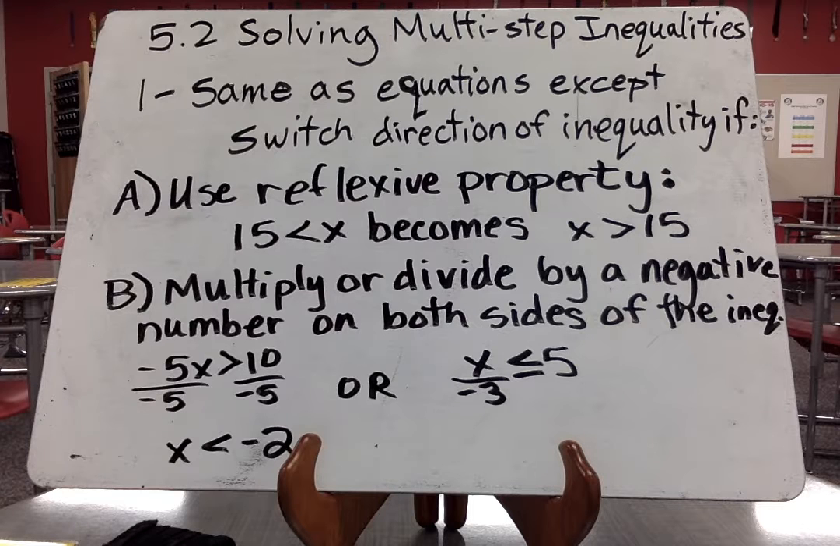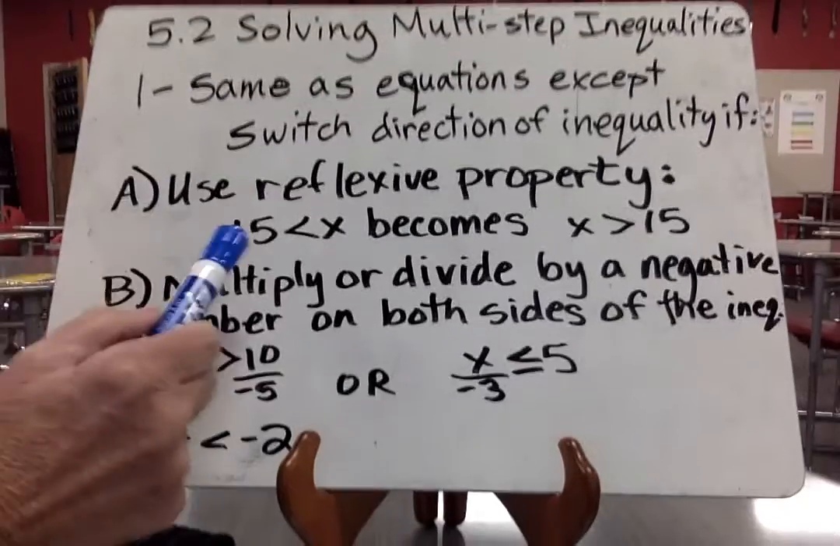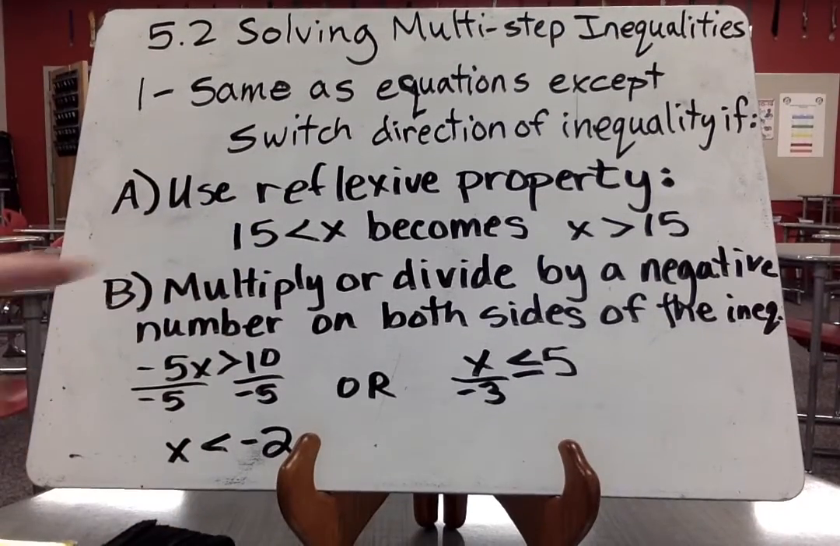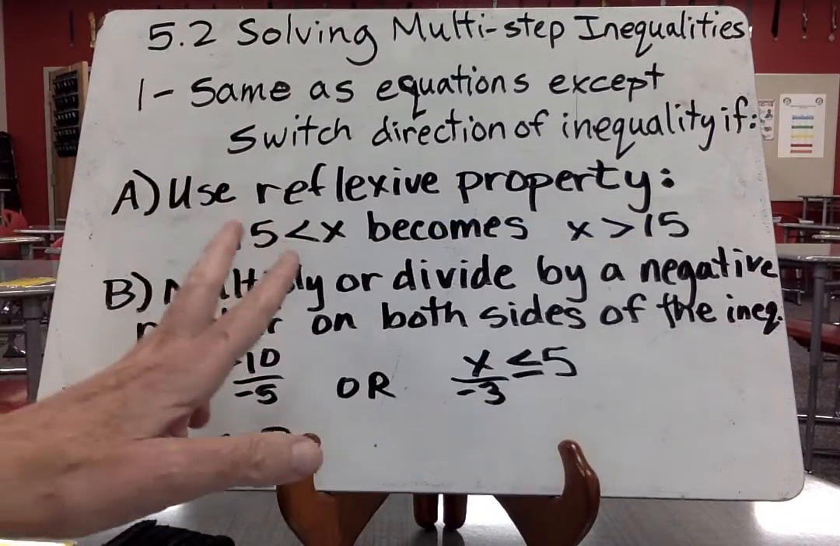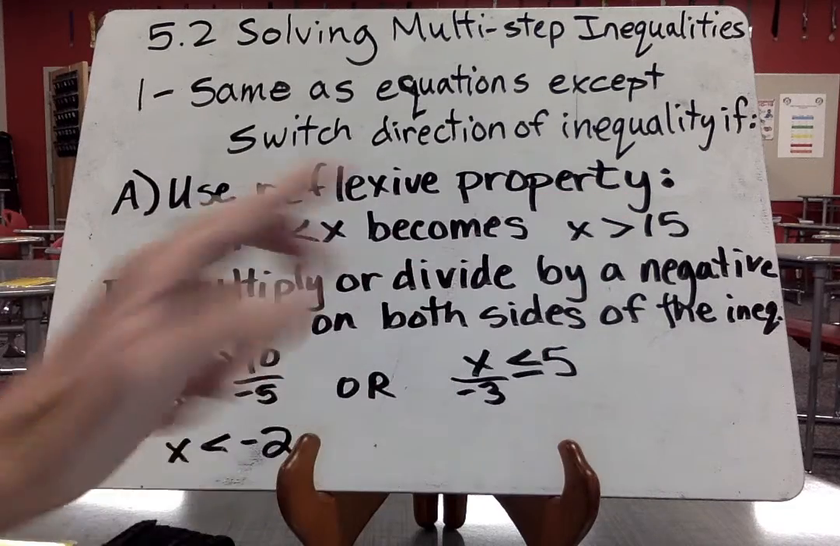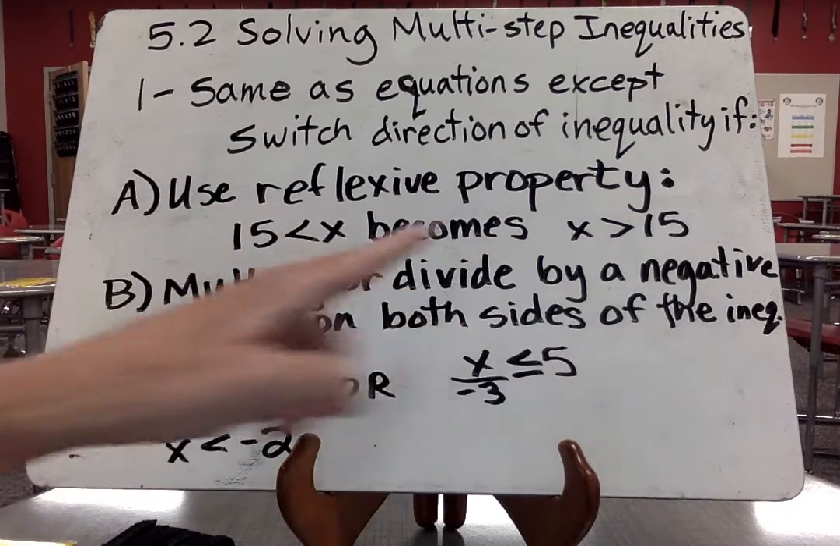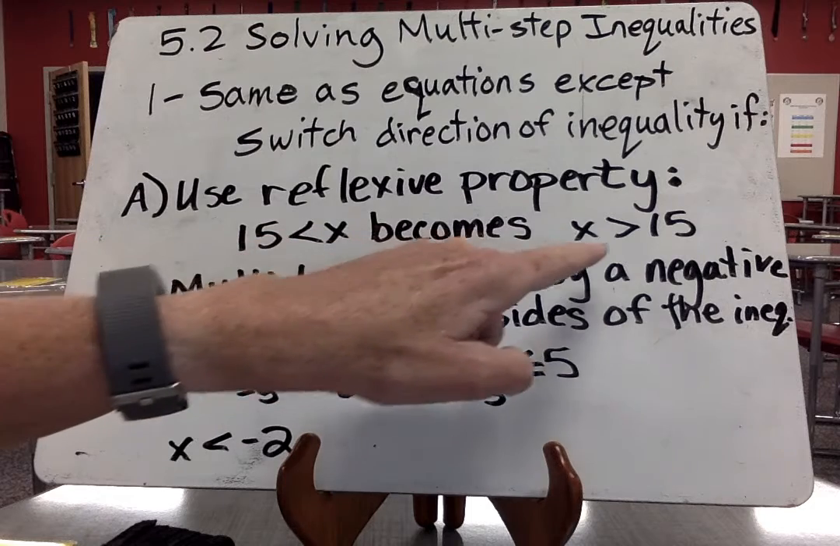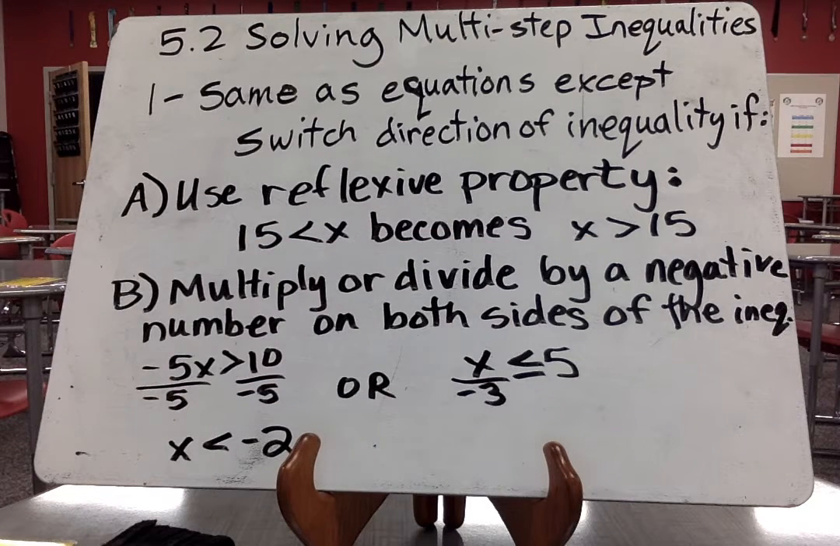inequality if A, you use the reflexive property. If you have 15 is less than x, it becomes x is greater than 15. So we did a flip-flop, and when we switch them, we have to switch the sign. See how it was less than here, and now it's greater than over there. So that's one time where you would flip the sign.